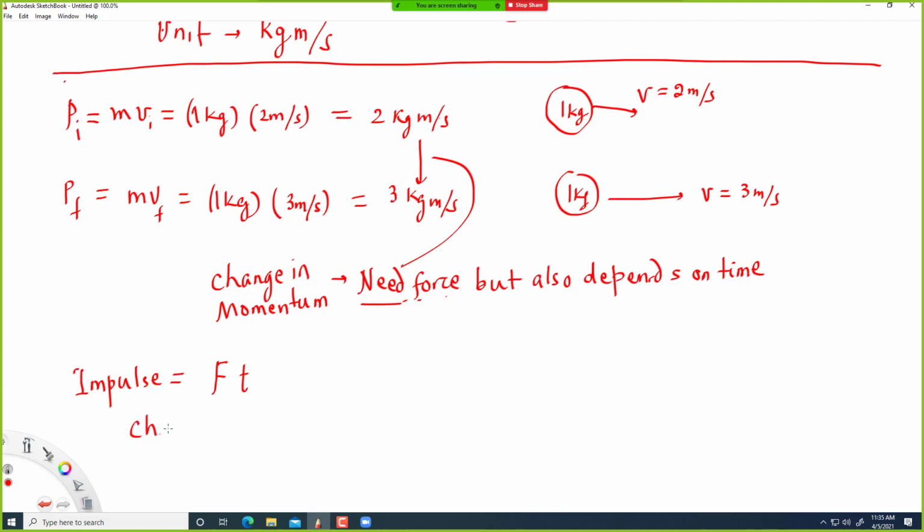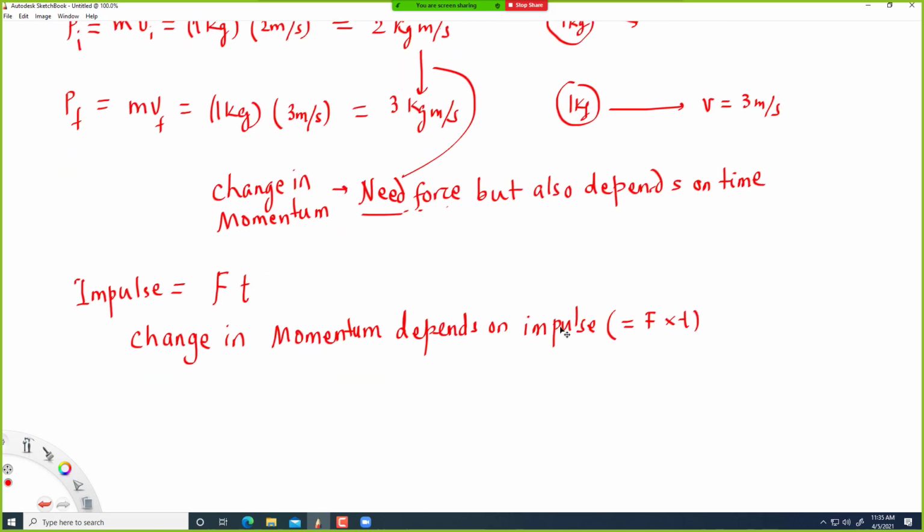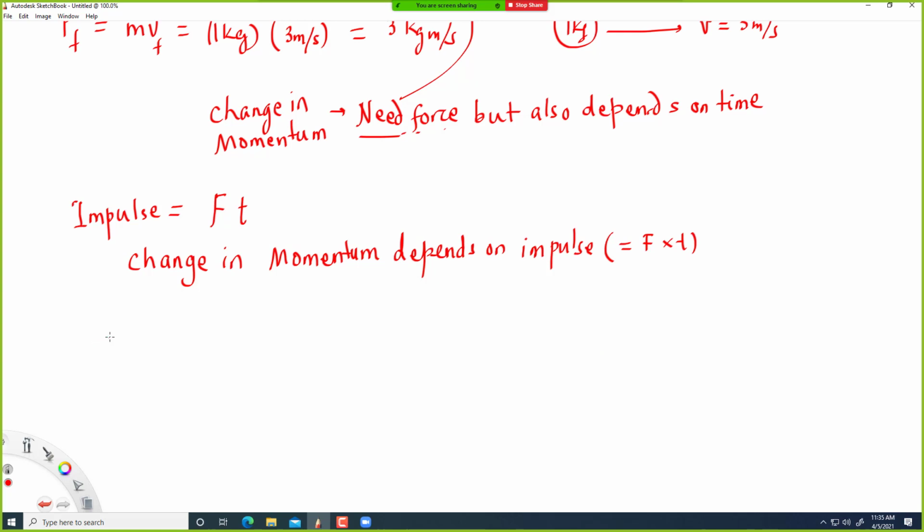Change in momentum depends on impulse, which is the product of force and time. So we can write this equation. When you apply impulse, that changes the momentum. And this is called impulse momentum theorem.